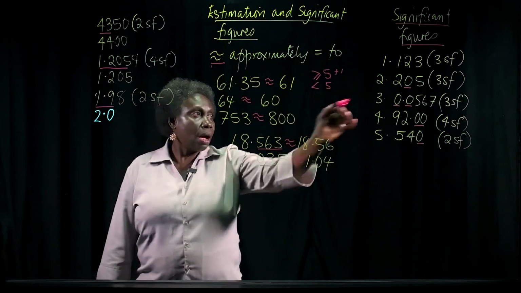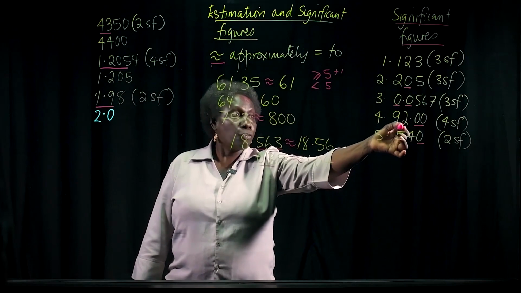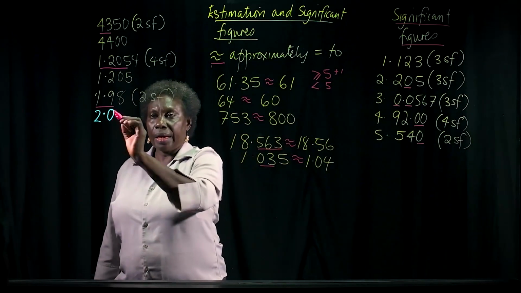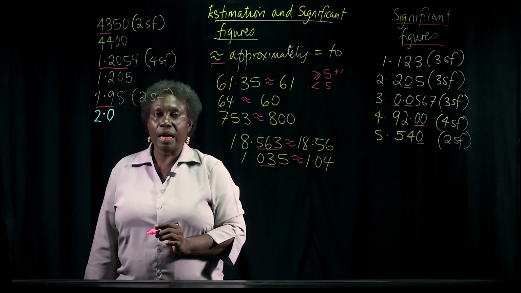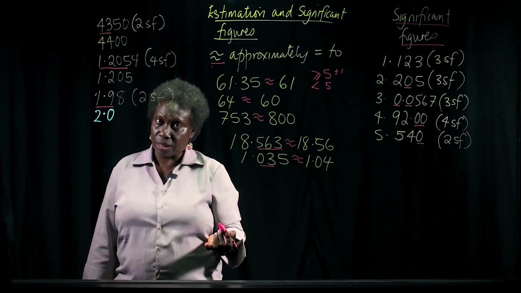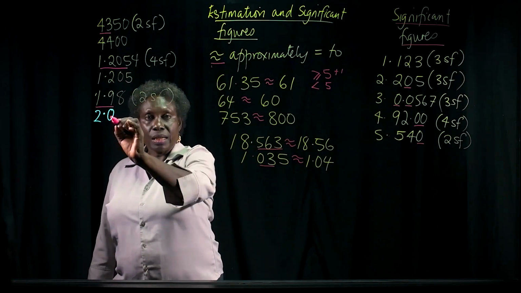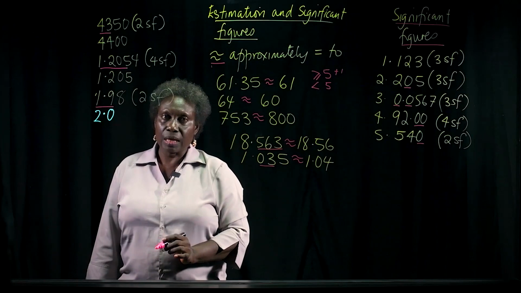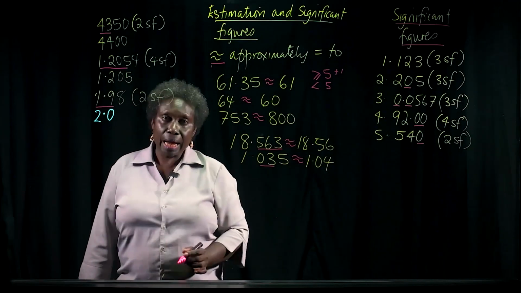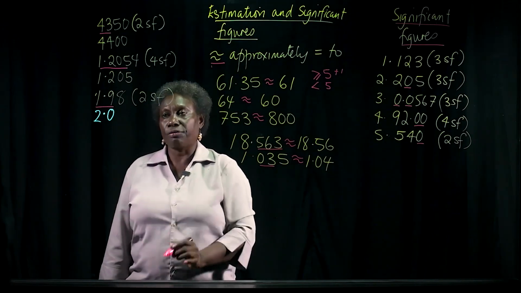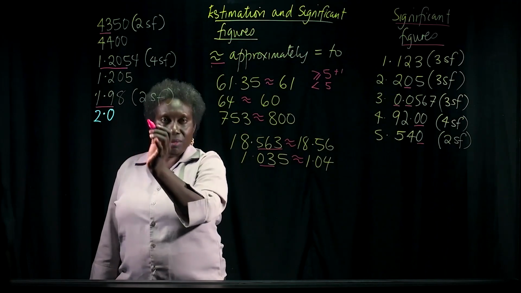Now, remember our rule number 4. A trailing 0 after a decimal point is a significant figure, so this 0 is a significant figure, therefore 1.98 correct to two significant figures is 2.0.